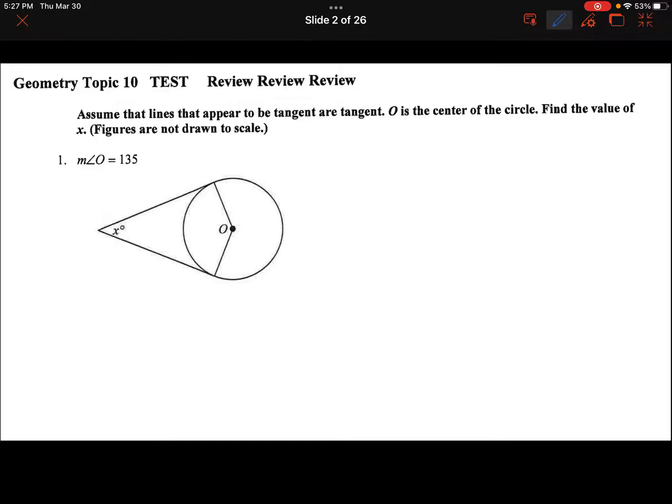it says to assume that the lines that appear to be tangent are tangent. Recall that if they are tangent, then they are perpendicular to the radii, to each one, to the radius at the point of tangency, which tells us that this is a right angle right here, and this is a right angle right here. That's what that tells us. And it wants us to find the value of x. It tells us that the measure of angle O is 135 degrees, so this angle is 135 degrees.